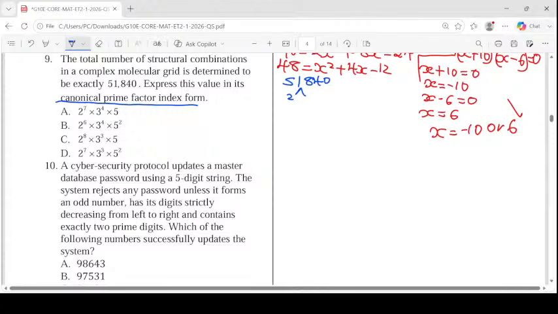51,840 divided by 2 is 25,920. You get this as 25,920. 2 there, 12,960. 2 there, 6480. 2 there, 3240. 2 there, 1620. 2 there, 810. 2 there, 405.